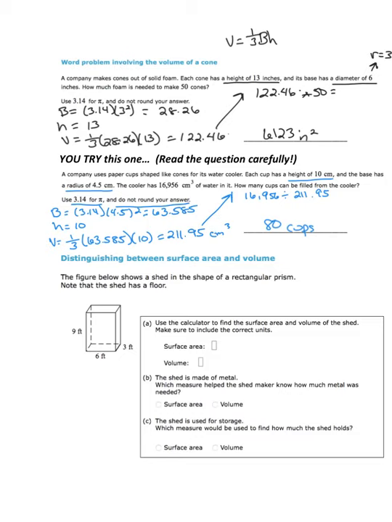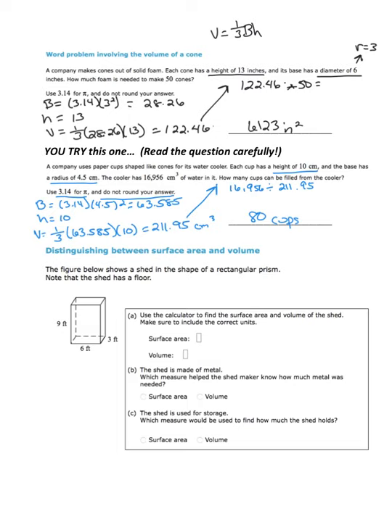Not bad. So now you're going to the next section. You learned a bit about volume. You've learned a bit about surface area. Now, you are going to identify which you need to do for the word problem. So here is the shape.